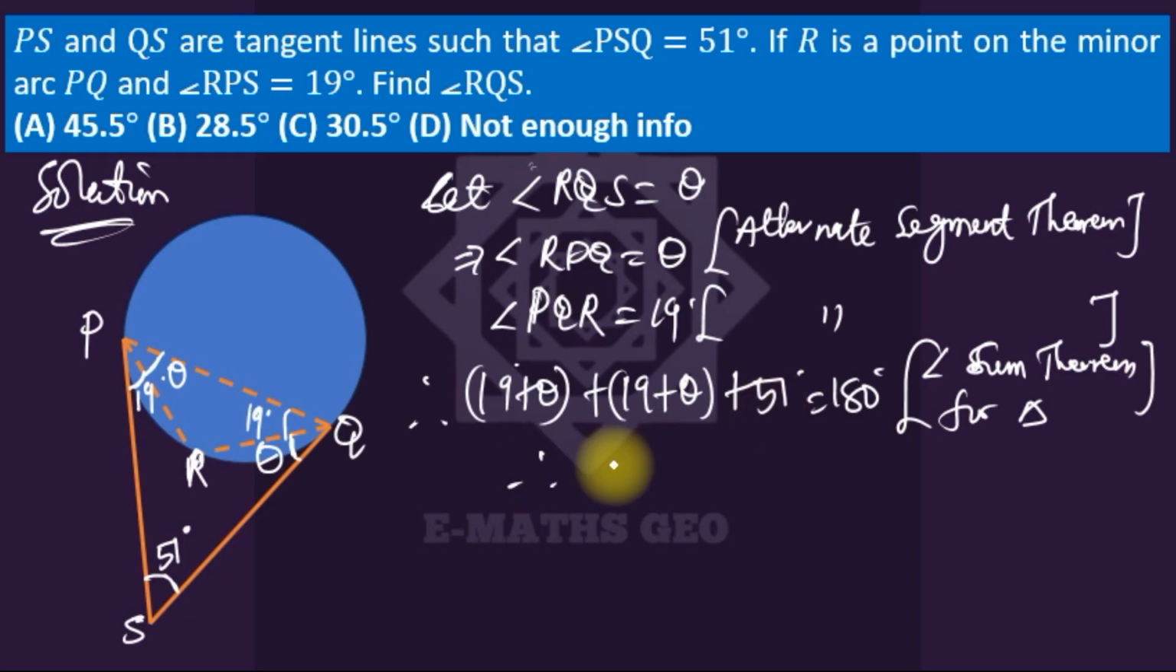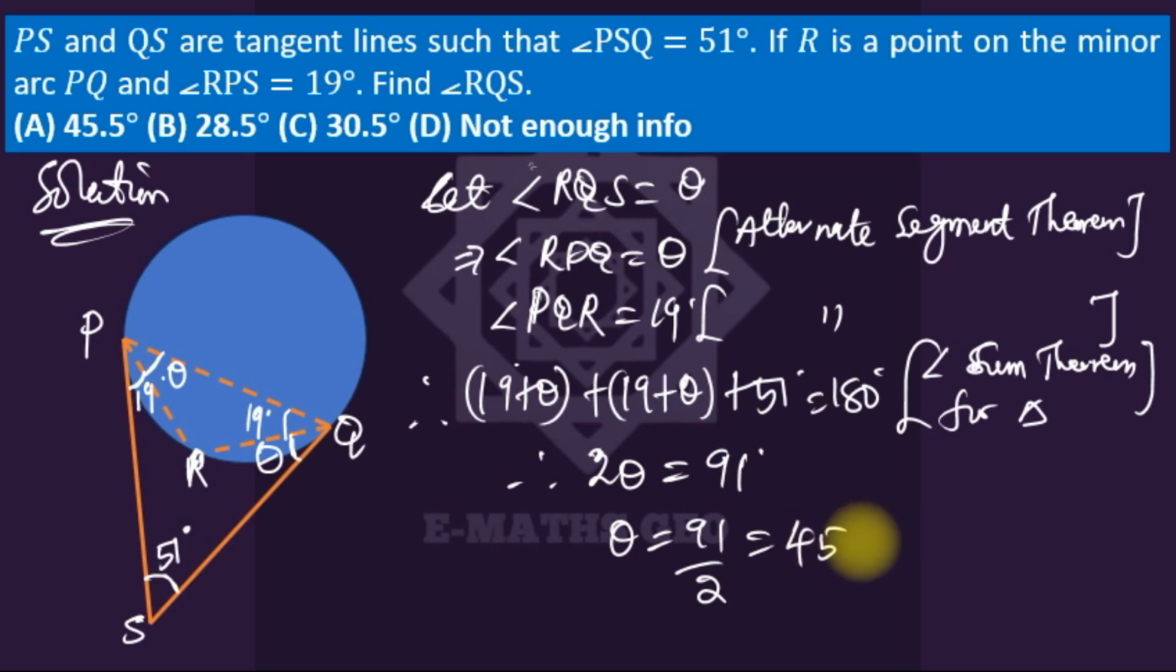Therefore, theta plus theta is 2 theta. 19 plus 19 is 38, plus 51 is 89. 180 minus 89 is 91. Therefore, theta is 91 over 2, which is 45.5. So our answer is option A. It's a tricky question, but easy. Thank you.